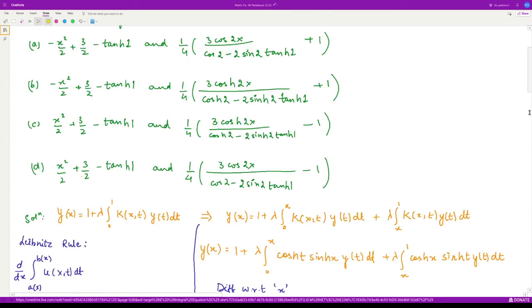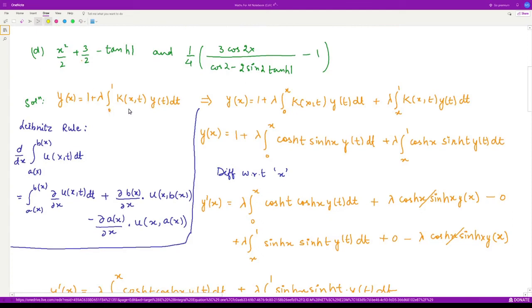The given integral equation could be written as follows. We can split this integral from 0 to 1 into 0 to x and then x to 1, because the kernel is given as such. In the first case, this integral is varying from 0 to x, that means t is less than or equal to x, because the variable here is t. And here t is greater than or equal to x. So we'll take the kernel values for these.